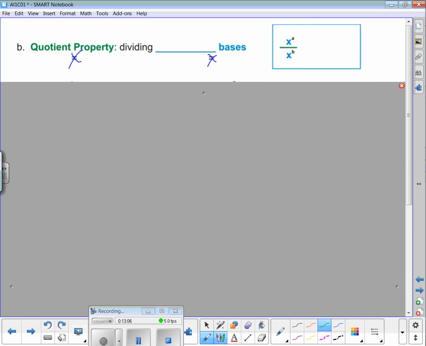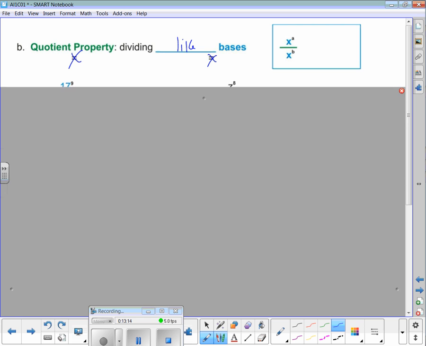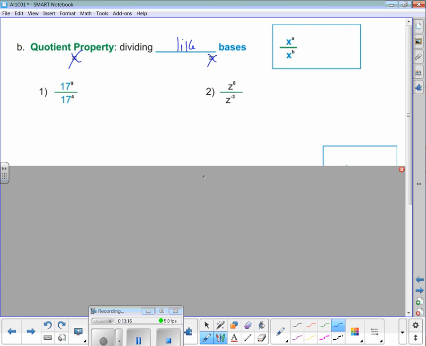Property number 2, the quotient property. Again, you have to divide like bases. That's the condition. This will only work if there are like bases. Let's do the same thing for the first example and write it out. Is that a 9 on the top? If you did it longhand, I'm doing the top: 1, 2. I'm doing 9 17s.